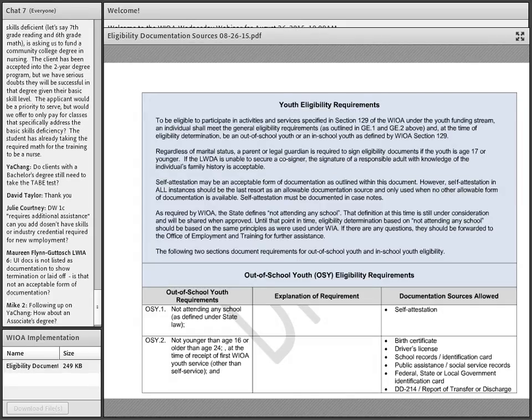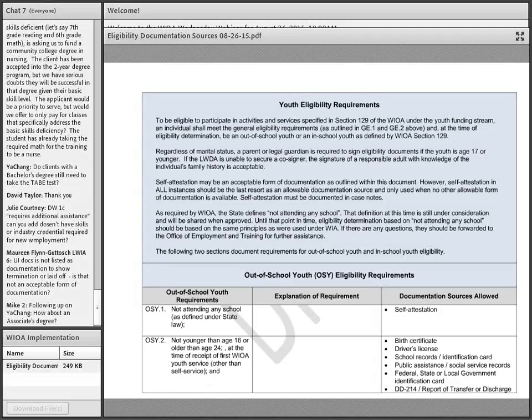So that's the reason why we're allowing the applicant statement to be utilized to explain the current educational status of a client. Hopefully that answers some folks' questions on that. Currently, the eligibility policy we released today says self-attestation. We're going to be switching that to applicant statements.